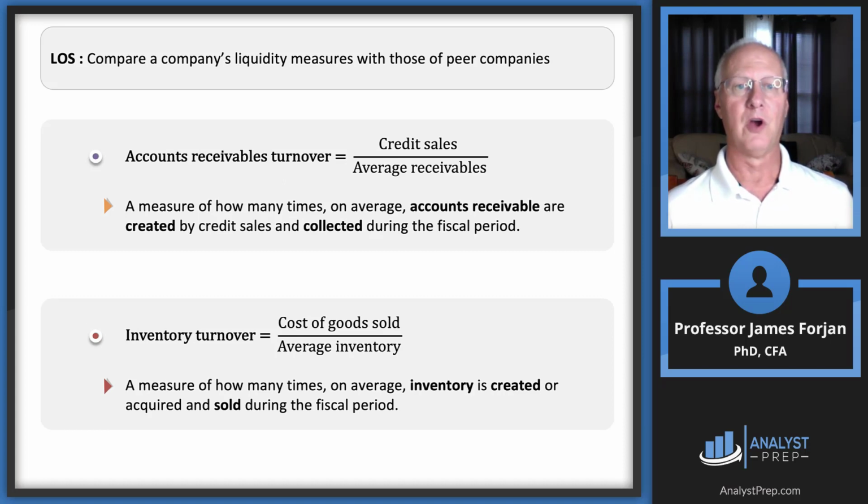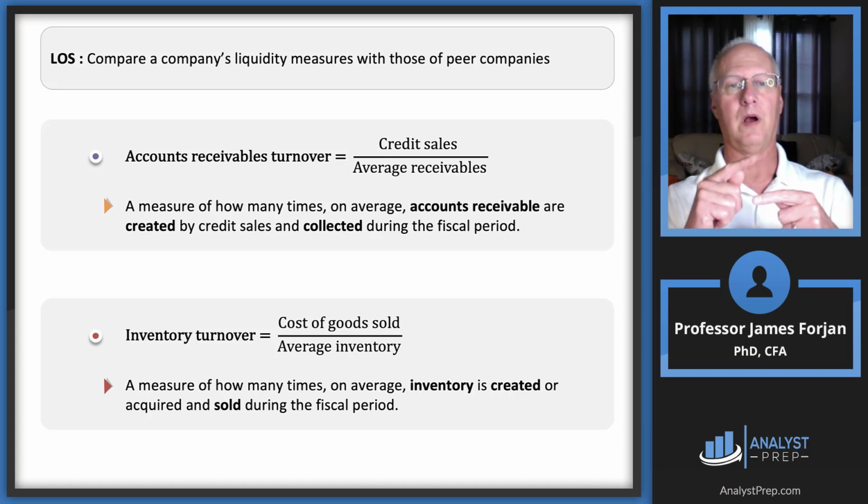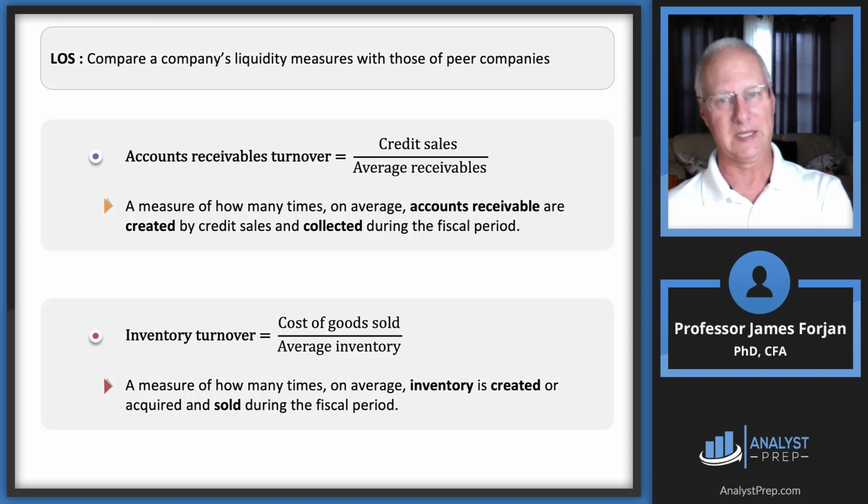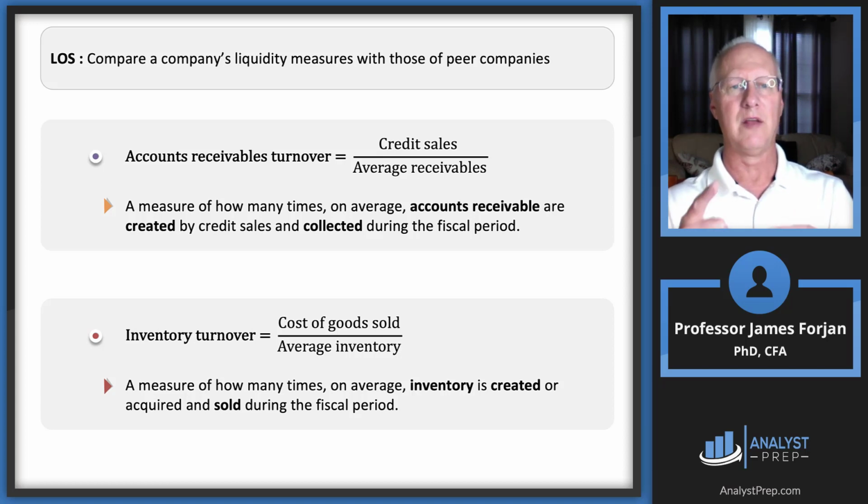How about some turnovers? What do we want to do? We want to turn our accounts receivable over pretty quickly. So let's read that arrow point. Accounts receivable are created by credit sales and then collected during the fiscal period. And then inventory turnover, the inventory is created or acquired and then sold during that fiscal period. So these are kind of short-term activity ratios.